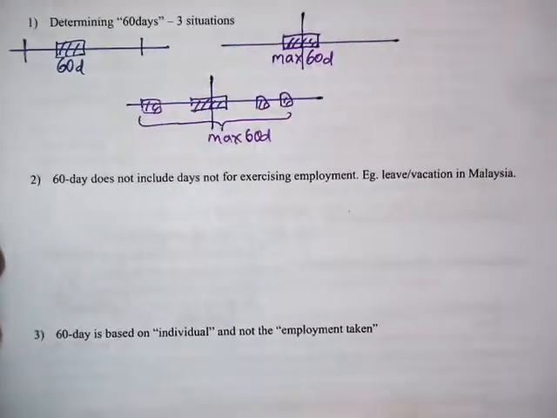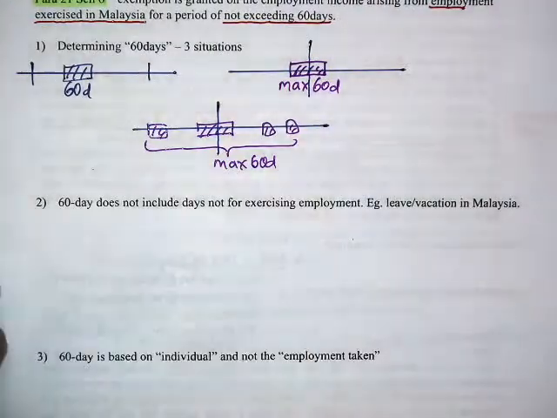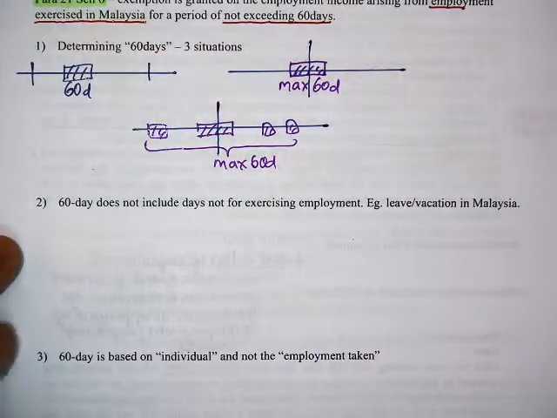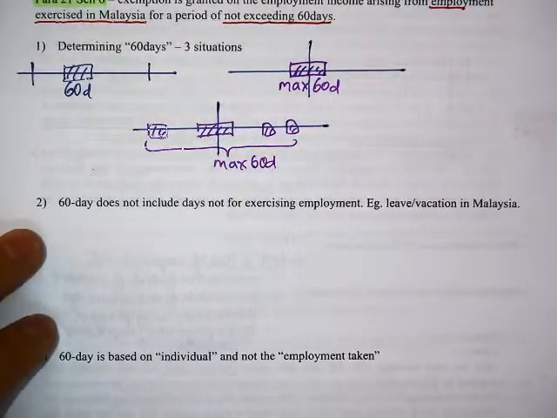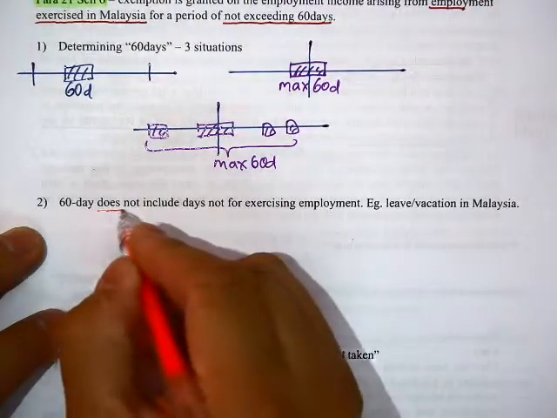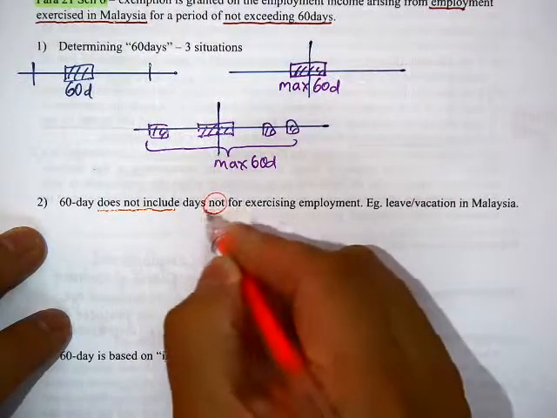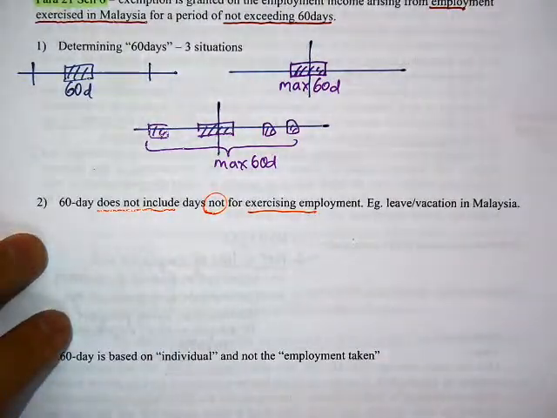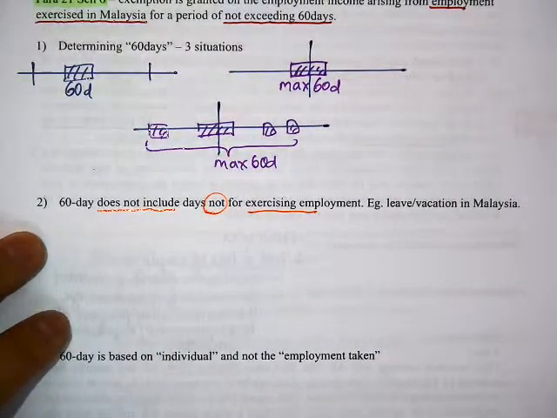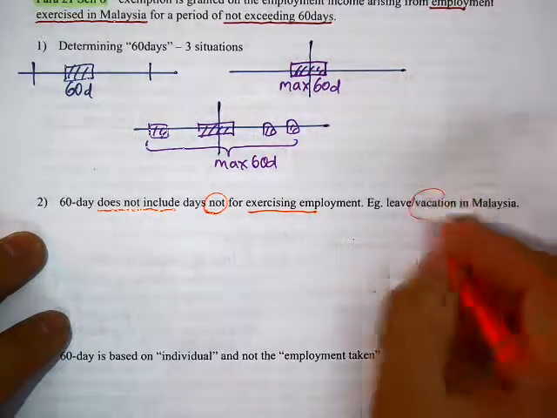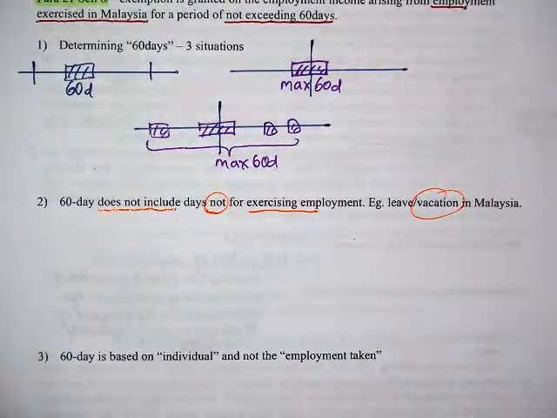Now, when we look at the 60 days, the 60 days that we say here refers to 60 days of exercising employment. So the 60 days does not include when you are not here for exercising employment. For example, your contract only counts for a period, but after that you didn't go back, you extended your stay for vacation. In that case, that will not be taken into account.